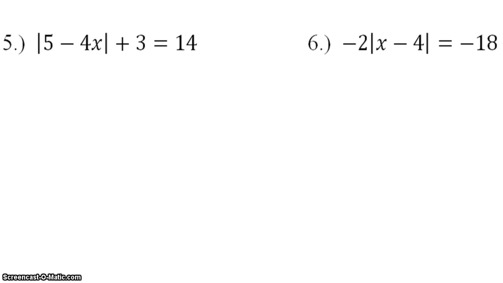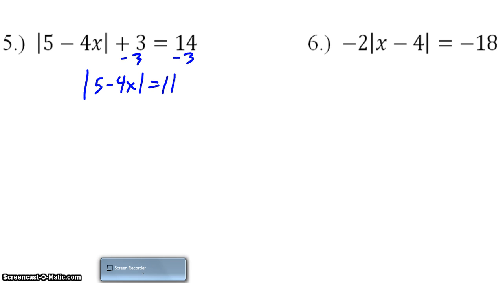Now in example 5, again, we have to go about getting this absolute value by itself. So my first step here is to subtract 3. So the absolute value of 5 minus 4x equals 11. Now that I have the absolute value by itself, I'm going to set up my two cases.